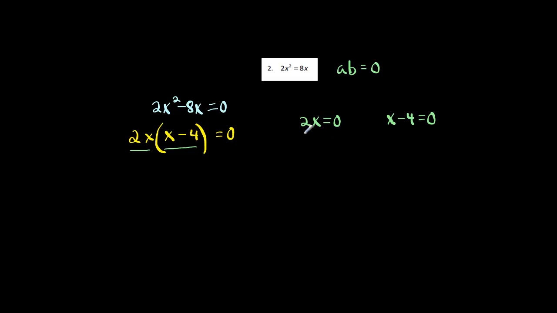So if I divide both sides by 2 here, x is equal to 0. That's one solution. And if I add 4 over here, I have x equals 4. So my answers are 0 and 4. And you want to write this out in set notation. You don't want to put it in parentheses because parentheses would imply maybe a coordinate or something. But these are actually letting you know that these are the solutions.